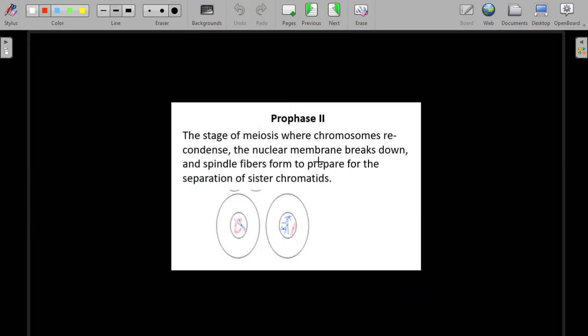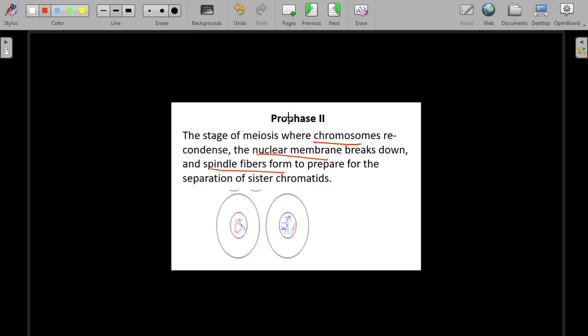The nuclear membrane breaks down and the spindle fibers form to prepare for separation of the sister chromatids. So here you end up having the condensation of your chromosomes. Also your nuclear membrane will break, and your spindle fibers will form. And you have the preparation for the separation of your sister chromatids there. That is in prophase 2.